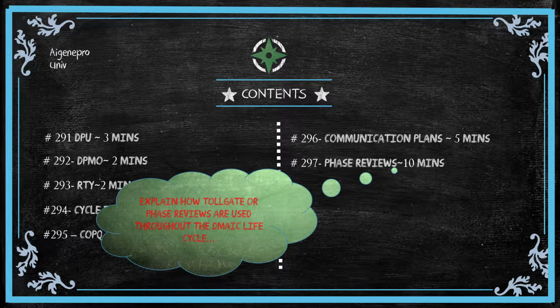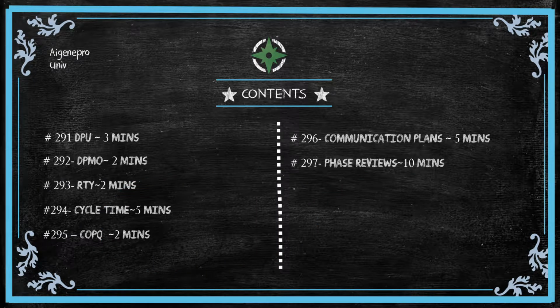To ensure that the course stays easy to assimilate, it is made in 3 parts. Let's begin with part 1 of 3, that is Define Phase Part 1.